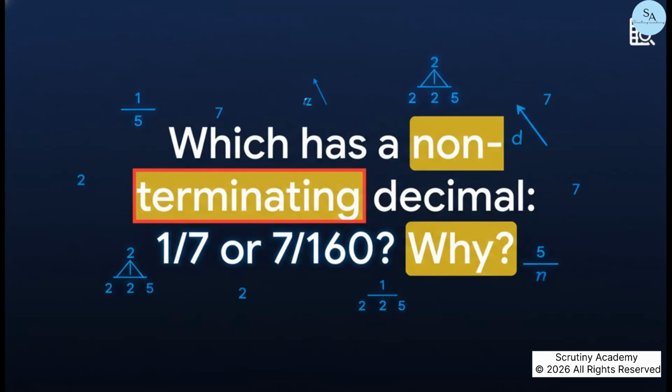So, there you have it. To wrap this all up, here's a final challenge for you. Take a look at these two fractions, 1 over 7 and 7 over 160. Using our 4-step method, can you tell me which one of these will have a non-terminating decimal, and more importantly, can you explain exactly why? Think about the prime factors. You've got all the tools now. Go on and crack the code.